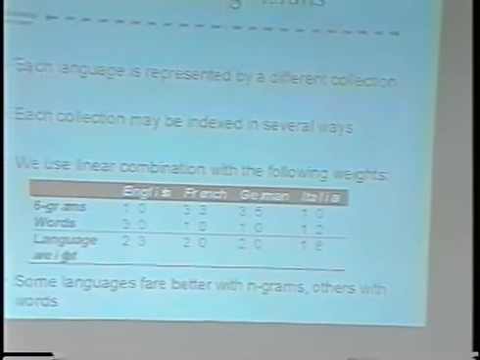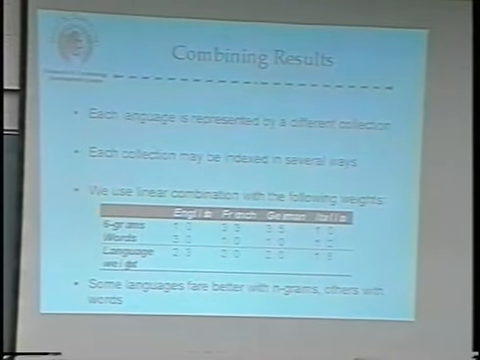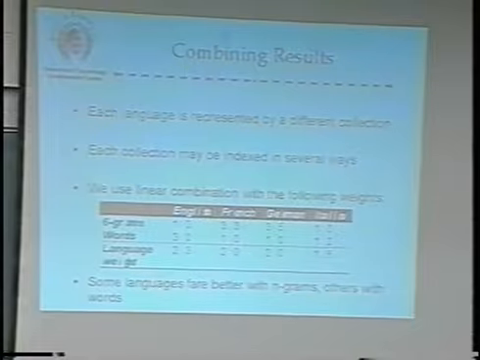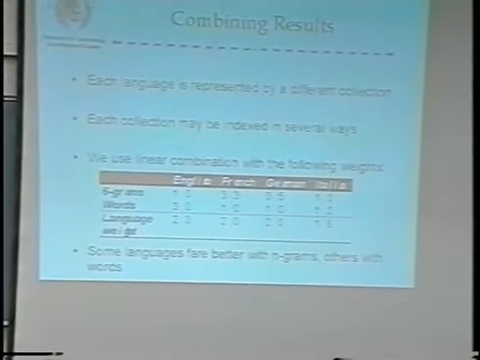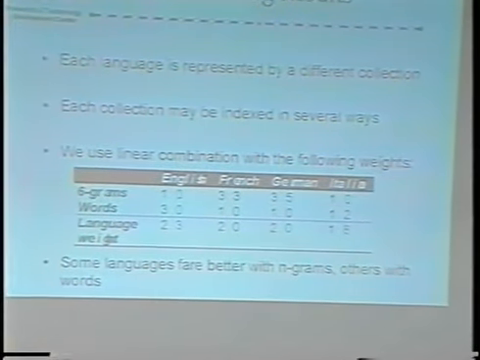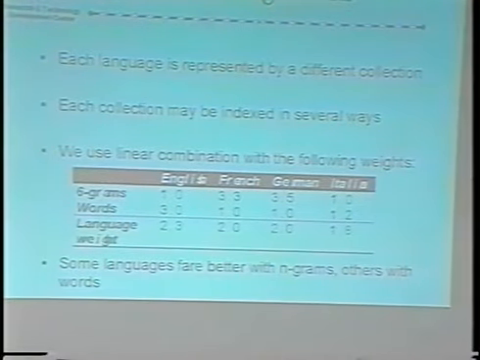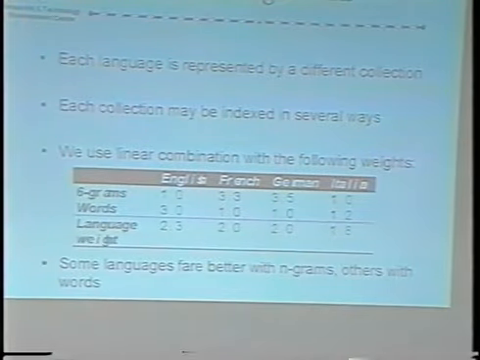How do we do the combination? Well, each language is represented by a separate collection. And so we have a problem of what kind of indexing terms do we use? What kind of similarity metrics do we use? And we boil this down to having 2 indexes for each language. So we built a word index and a 6-gram index for each language.